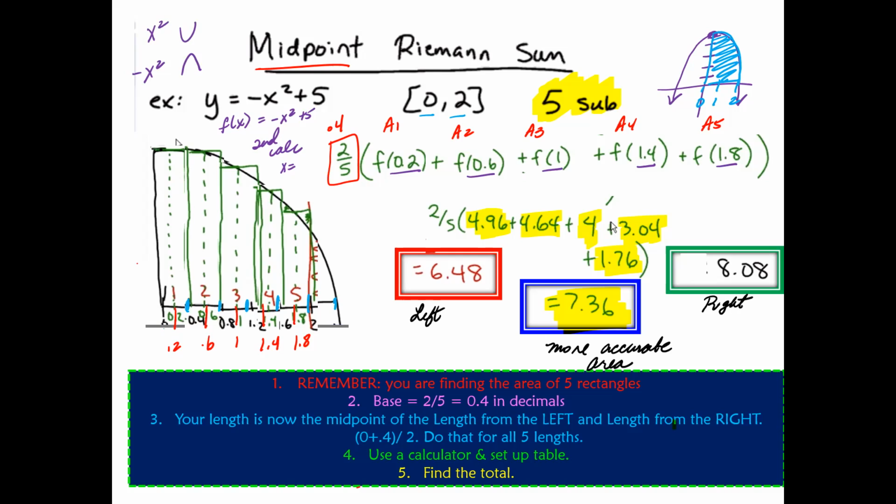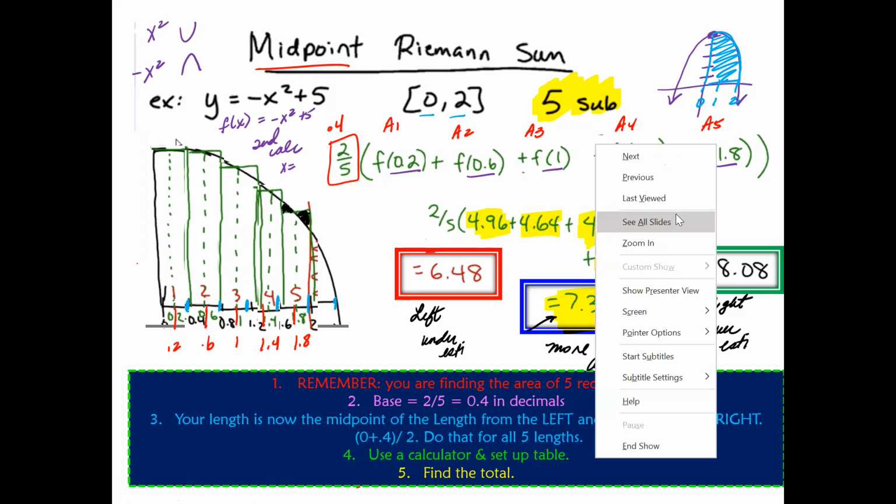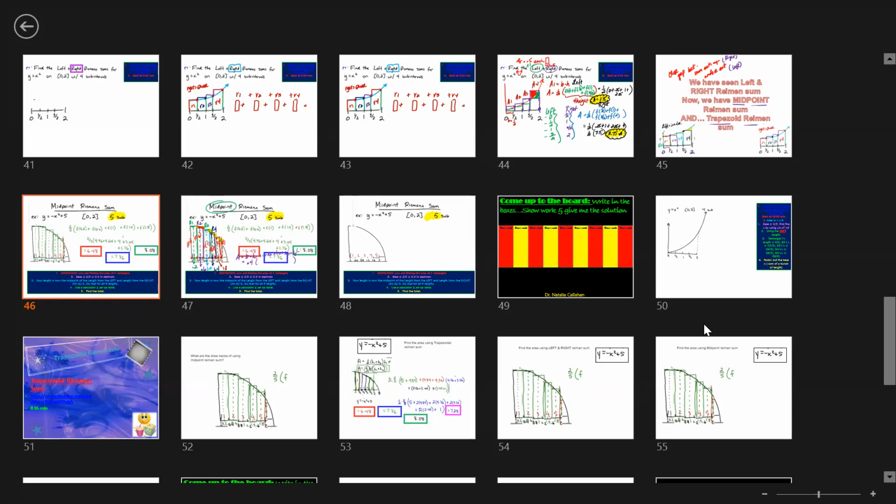And the reason for that is because if you take a look at the way that this is drawn, when you draw the midpoint Riemann sum, you do have a little bit of undervaluation, but then you're also balancing that with the overvaluation. So it kind of cancels each other out. So this is more accurate. Your left is always going to be an underestimate, and your right is always going to be an overestimate. And these are actually the areas of y equals negative x squared plus 5 if you were to find the left Riemann sum and also the right Riemann sum. But yeah, so this is how we'll do the midpoint. All right, so let's go ahead and move on to the next part.